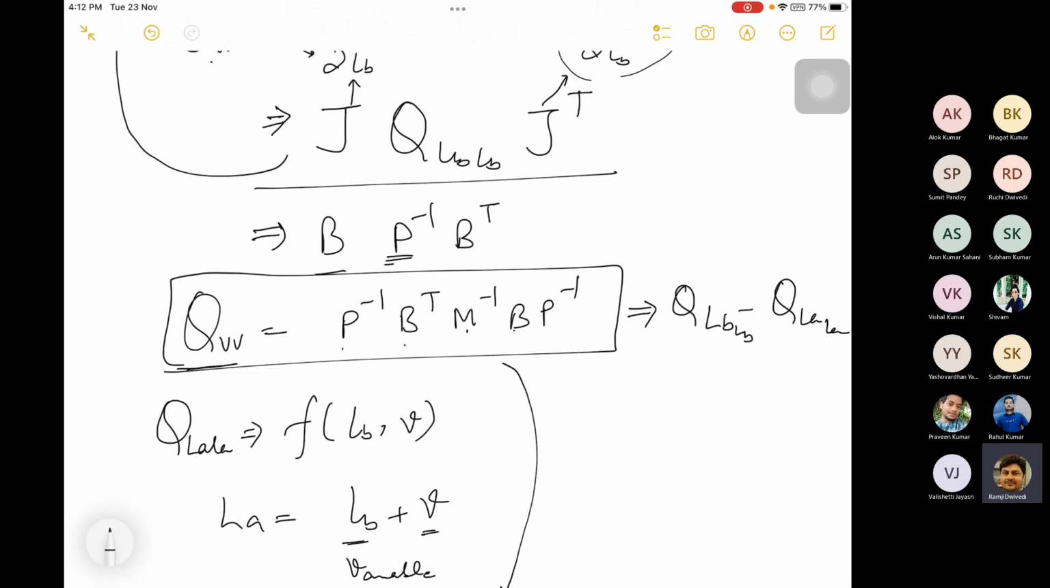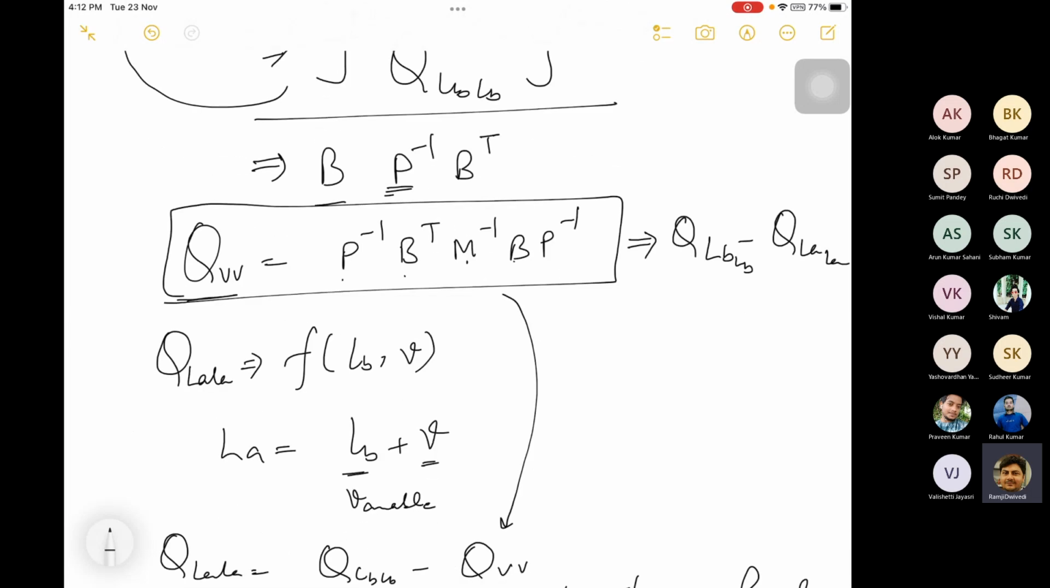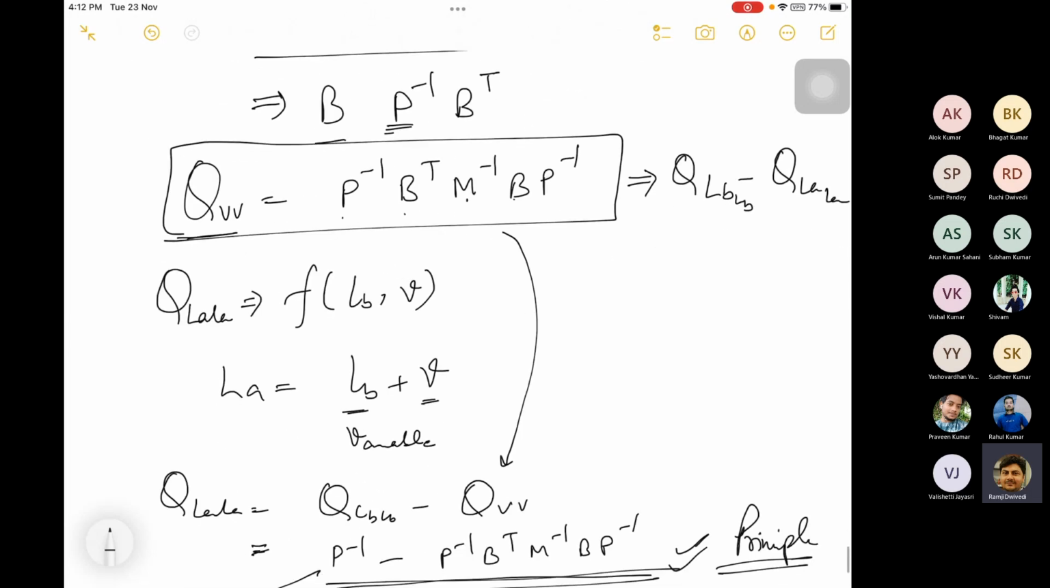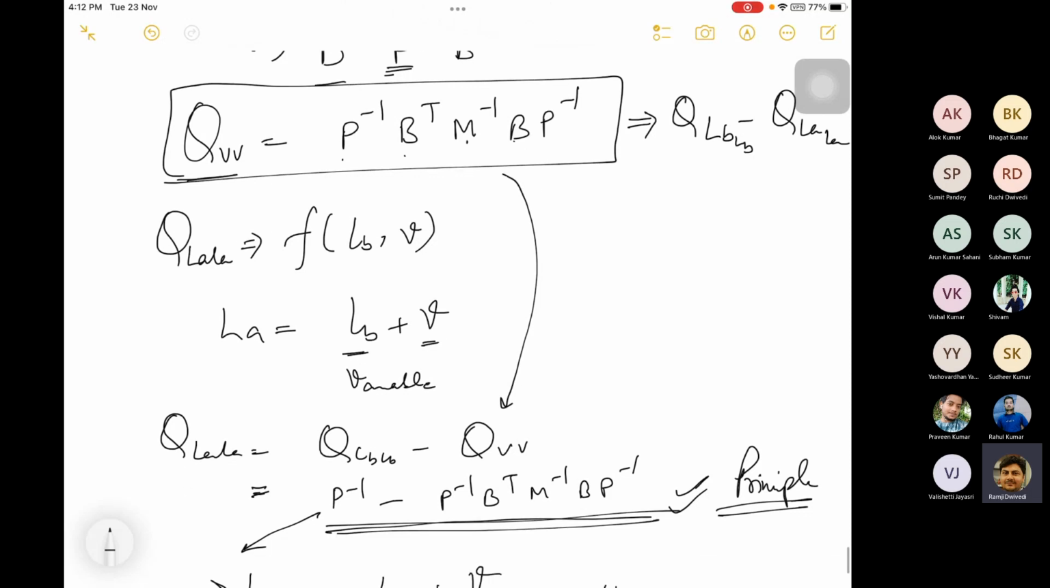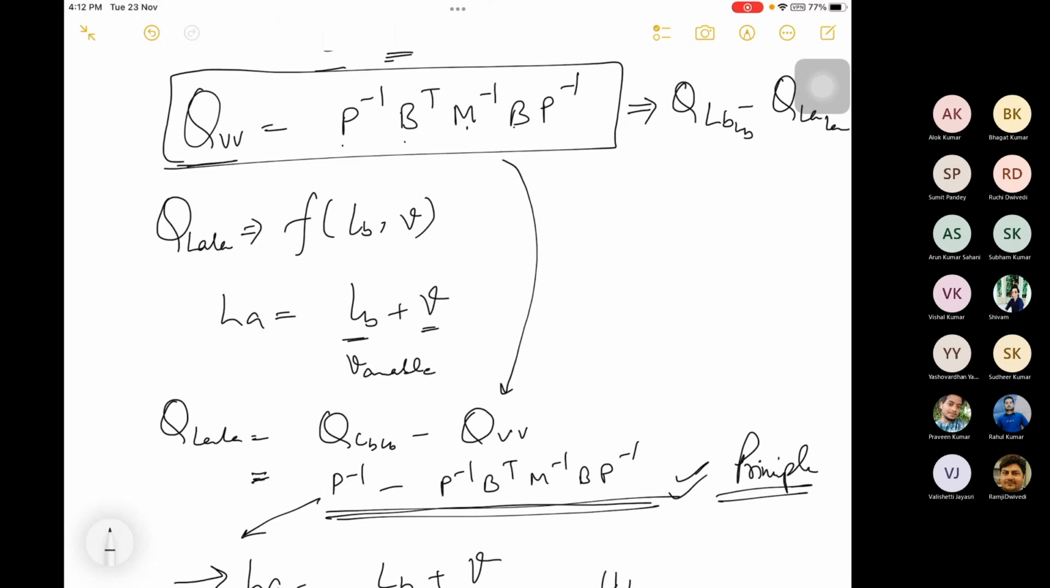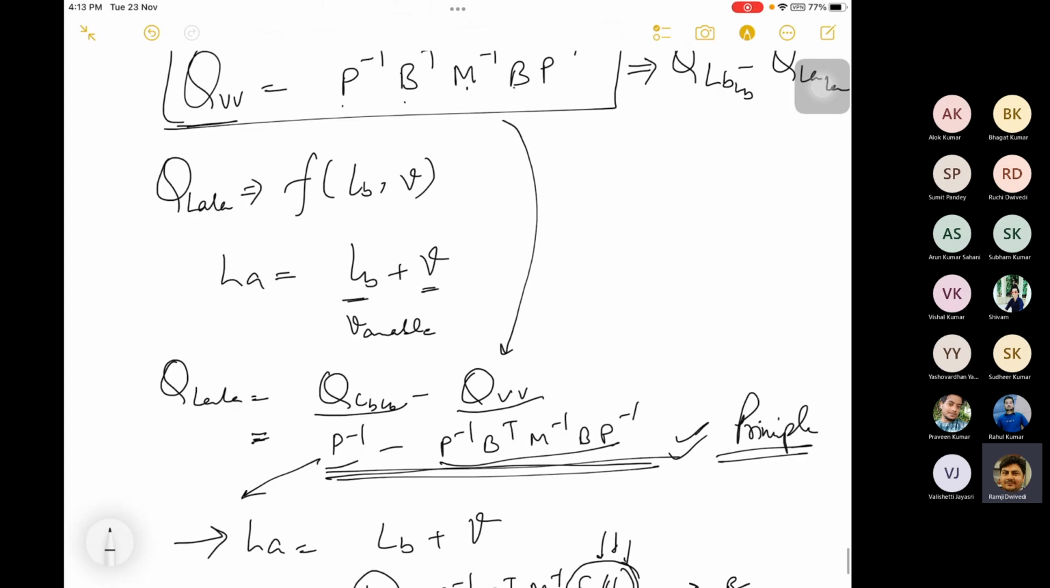Then you have to write QLALA. For writing QLALA, you have this equation called LA is equal to LB plus V. And if you have to write QLALA, it would become QLBLB minus QVV. Then you know what QLBLB is, it is P inverse. You know what QVV is, which you have solved before, and you get the solution.